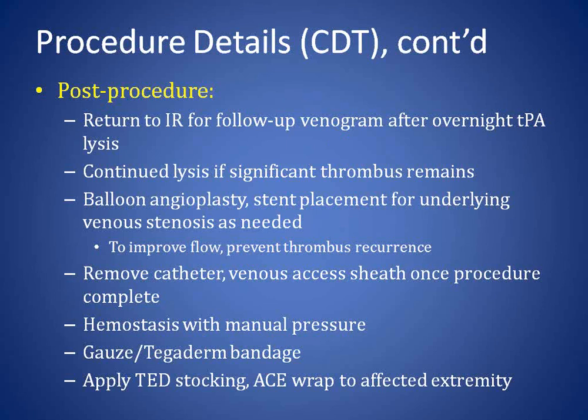Was there some venous compression or narrowing or obstruction? Do you need to do an angioplasty? Do you need to do a stent so that the thrombus doesn't recur? Basically, when you're done, you take the catheter and the sheath out.